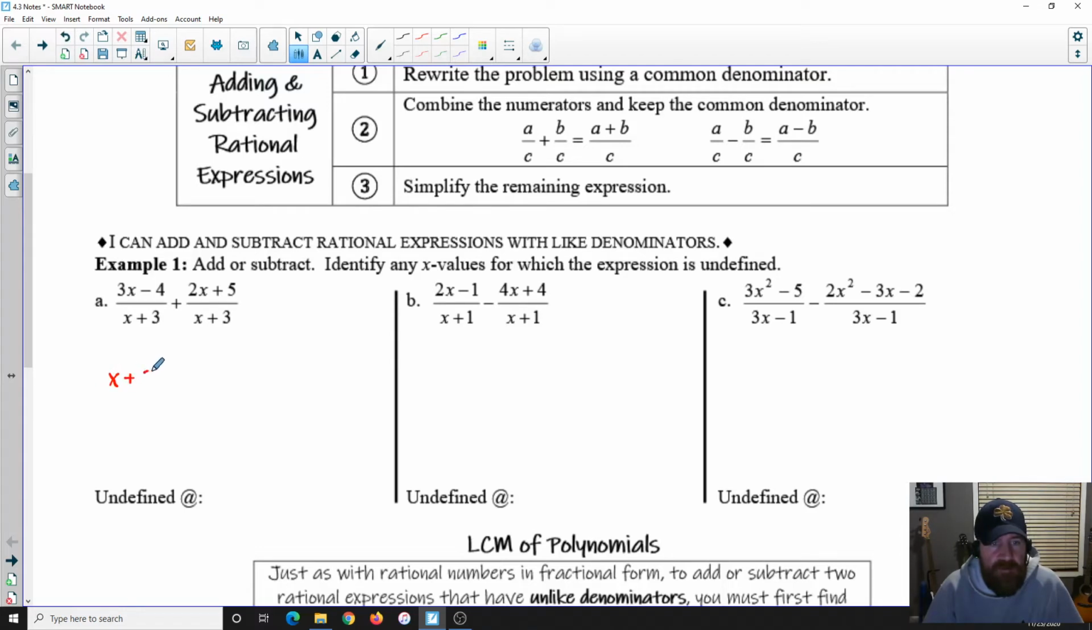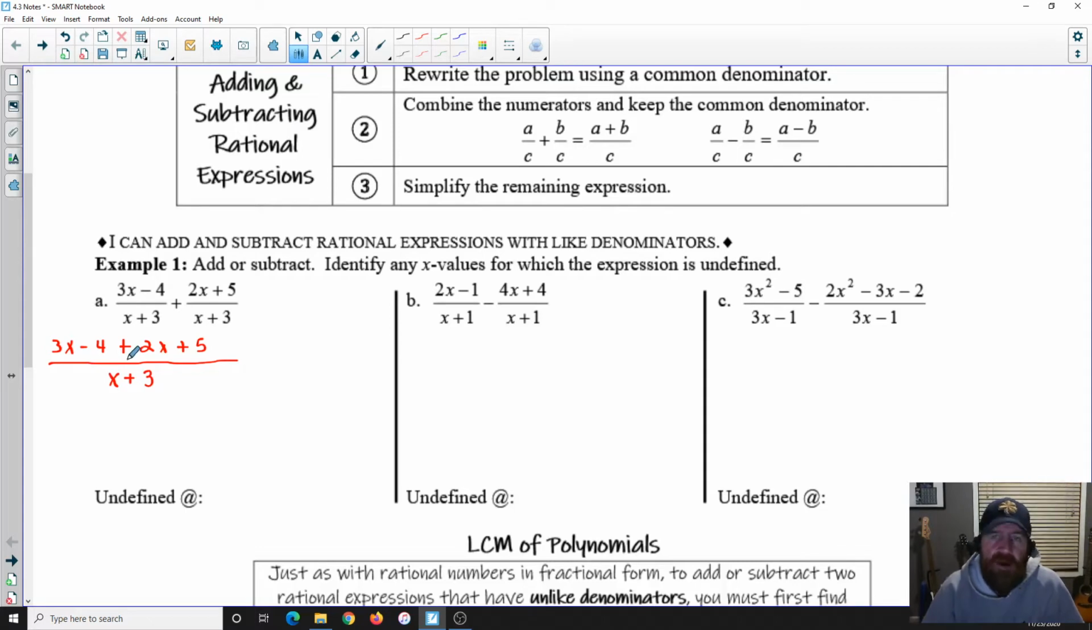with the common denominator. So we have this numerator plus this numerator. So we can just go ahead and write that out. So 3x minus 4 plus 2x plus 5 on top, and we have that, remember, all over the common denominator of x plus 3.